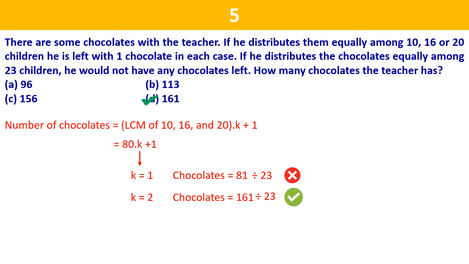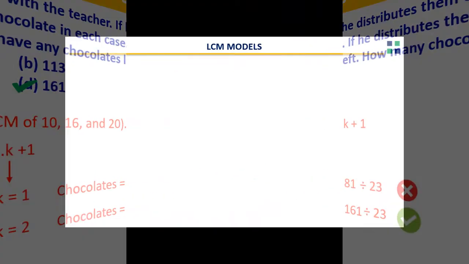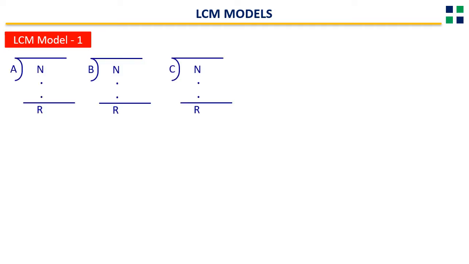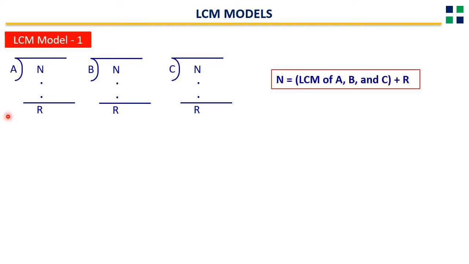And from here we will understand two important models of LCM and two important models of HCF, which are based on such type of questions. LCM model 1: I take a number n and I divide this number n by a, b and c as well. Every time I get the same remainder r, whether I divide n by a or b or c. How can the number n be found out? It can be found out by taking the LCM of a, b and c and adding the remainder r.